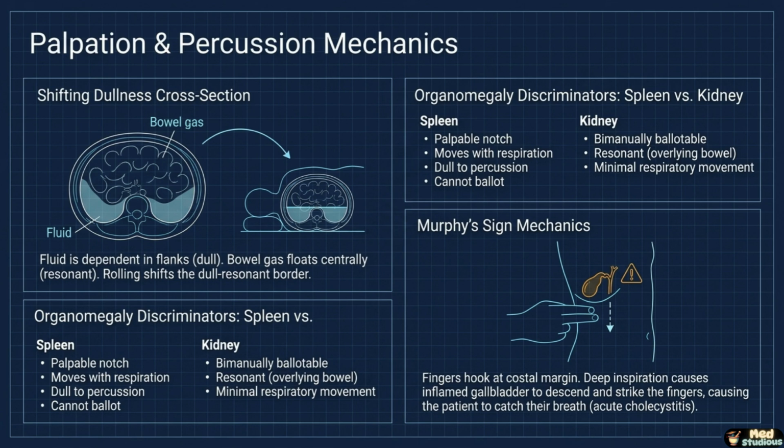And Murphy's sign has a specific mechanical explanation worth remembering. Your fingers hook just under the right costal margin at the gallbladder point, and as the patient takes a deep breath, an inflamed gallbladder descends onto your fingers and causes them to catch their breath. That breath-catching response, not just pain, is what makes the sign truly positive.